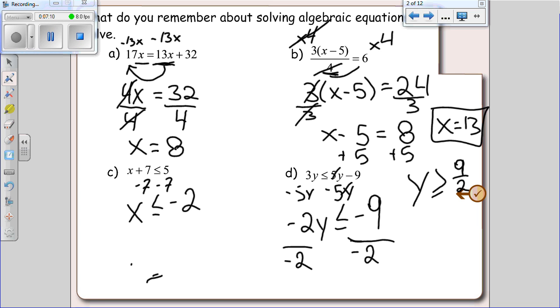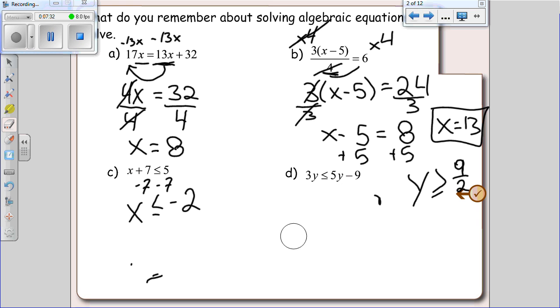You don't flip the sign if you don't divide by a negative. Correct. The only time that this sign changes the question is if you're dividing or multiplying by a negative. Hey, that's a good question, because that's how I would have done the question initially. Nope, it's positive, because -9 divided by -2, the negatives cancel. A negative divided by a negative is a positive.